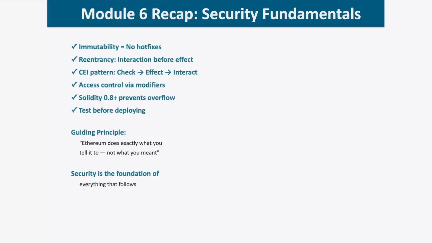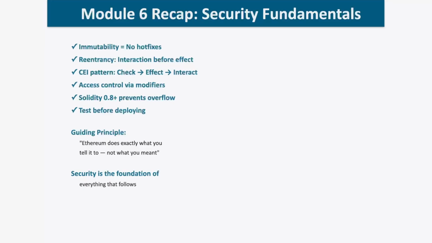Immutability means no hotfixes. Code deployed is code forever. Reentrancy is a critical vulnerability where external calls trigger recursive execution. The checks effects interactions pattern prevents reentrancy by updating state before external calls. Access control via modifiers restricts who can call critical functions. Solidity 0.8 and greater prevents integer overflow underflow by default. Testing before deployment is your only defense.